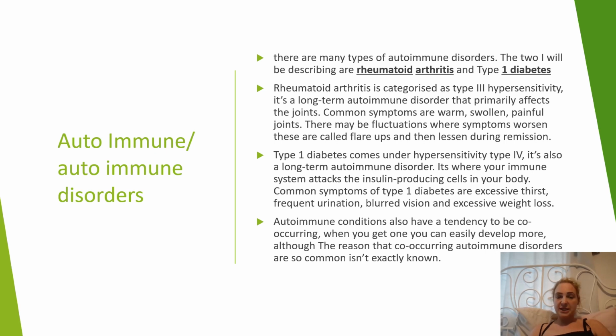Type 1 diabetes comes under hypersensitivity type 4. It is also a long-term autoimmune disorder. It is where your immune system attacks the insulin-producing cells in your body. Common symptoms of type 1 diabetes are excessive thirst, frequent urination, blurred vision, and excessive weight loss.